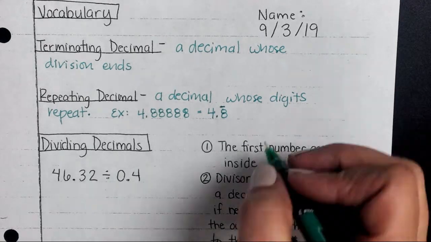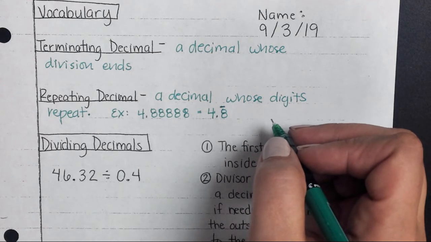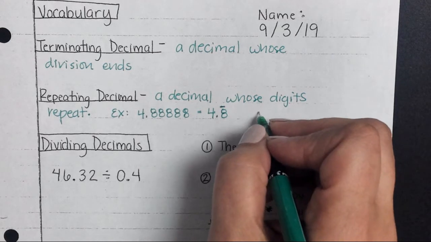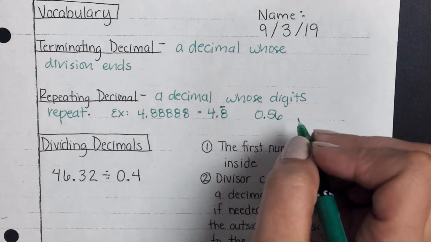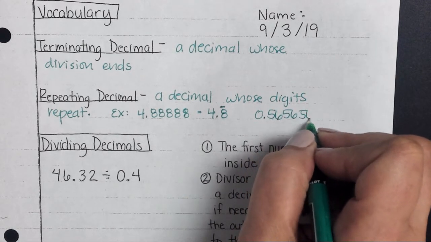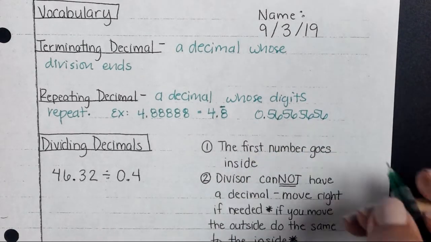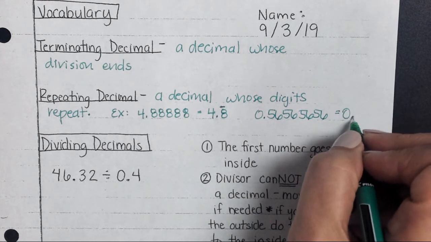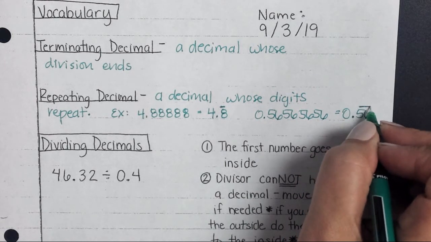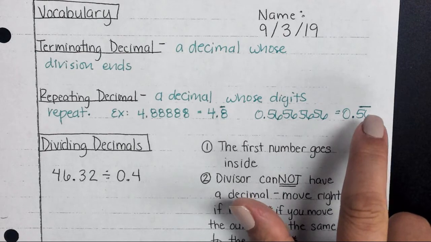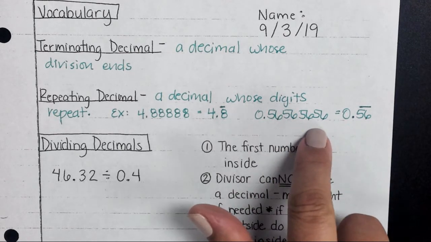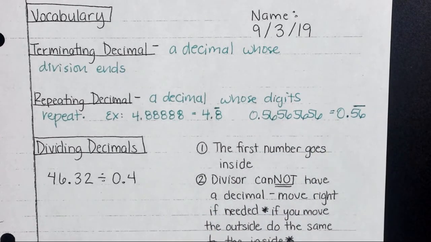You can also have a decimal that has more than one number repeating. You could have 0.56565656 that would go on forever, and we would write that as 0.56 repeating. Now our line would go over both numbers at this point because both numbers are what the pattern is repeating. You could have 3 repeating numbers. You could have a lot. But we're only going to focus on patterns that we see repeating either 1, 2, or 3 times right now.